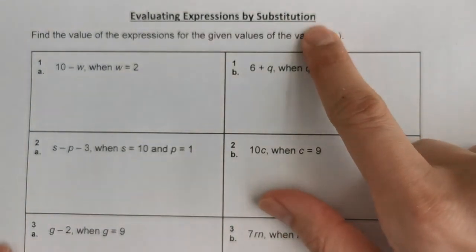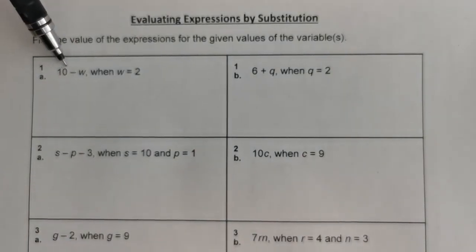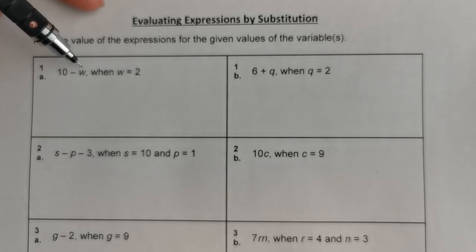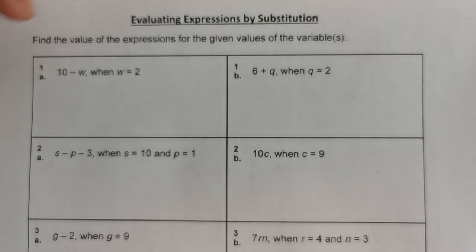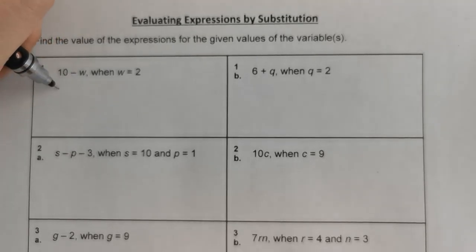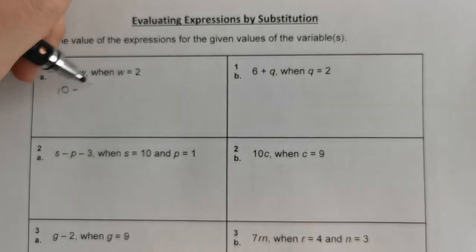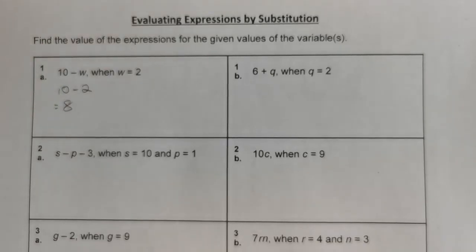So that's our substitution. And here we have some expressions. These are some mathematical expressions. 10 minus w. And w is a variable. It can be different numbers in different questions. But here, in this question, w is equal to 2. So what you can do is 10. It's not w anymore. We substitute it. We change it to 2. So then it becomes 10 minus 2. That gives us 8.